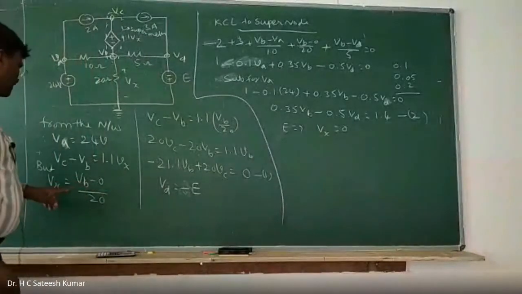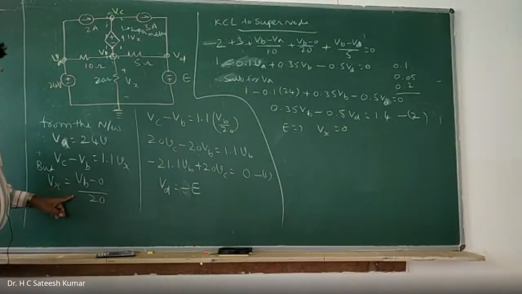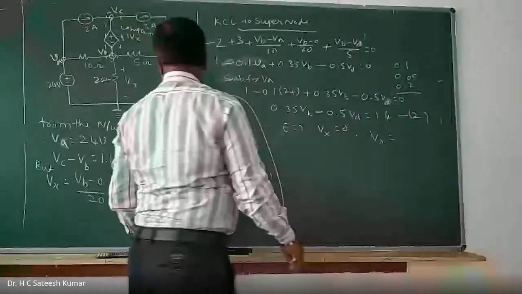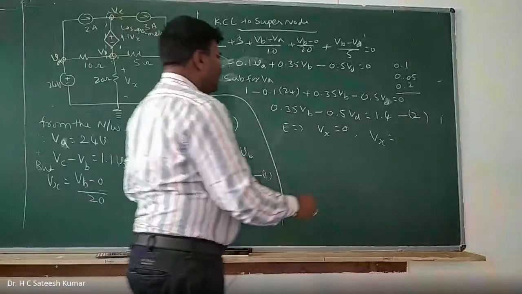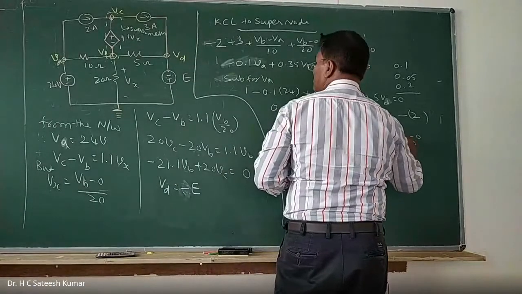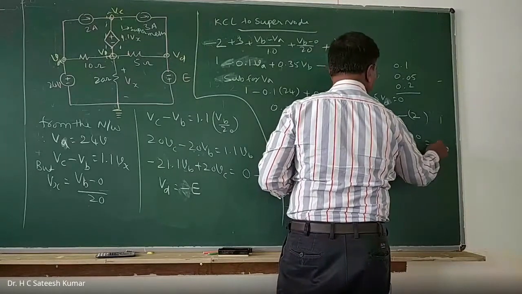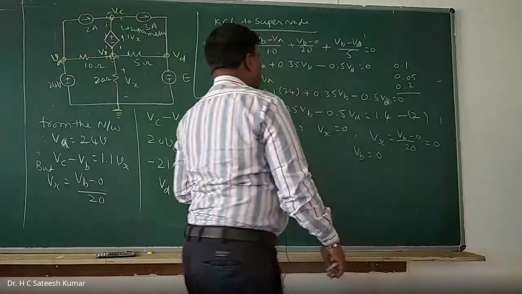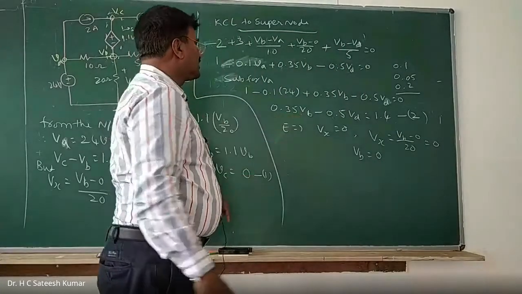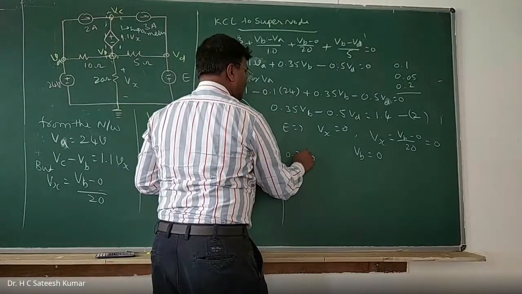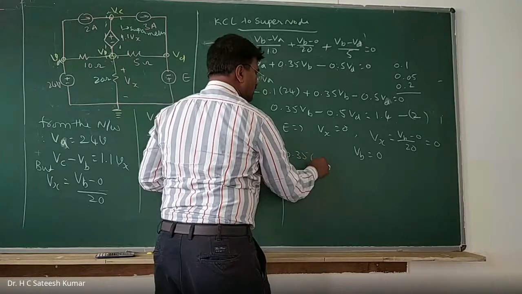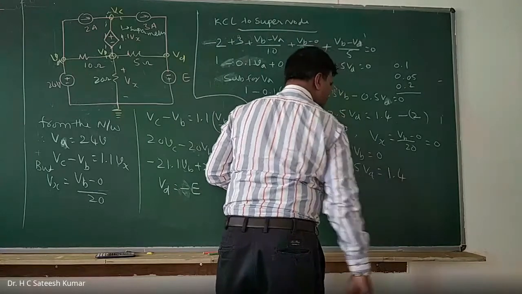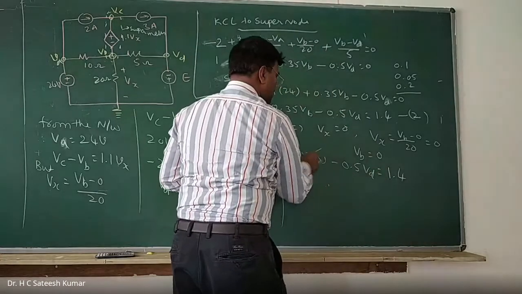Vx is 0 means what is that we have? Here we can write Vx is equal to Vb minus 0, divided by 20 we said. And Vx is 0 you said. Therefore, cross multiply, we will get Vb is equal to 0. Vb is equal to 0, substitute here. Therefore, what will you get? 0.35 into 0 minus 0.5 into Vd is equal to 1.4. Therefore, this is 0. We got it, right?